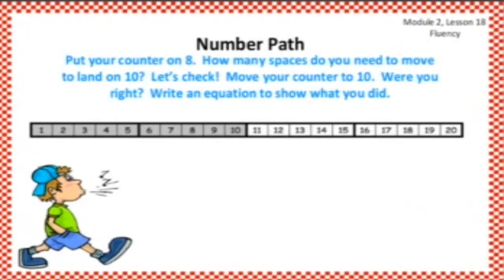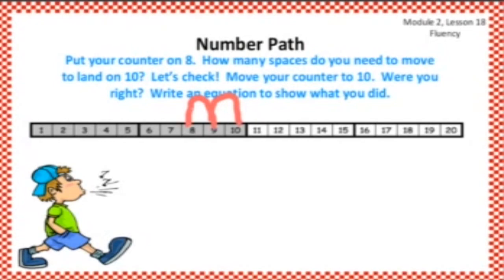Alright, now we have the number path. Put your counter on 8. Now let me do that. I'm on 8 now. How many spaces do you need to move to land on 10? So I will move 1, 2. Oh, I'm on 10 now. Now let's check. Move your counter to 10 like we did. How many? 2. You see that? Now write an equation to show what you did.